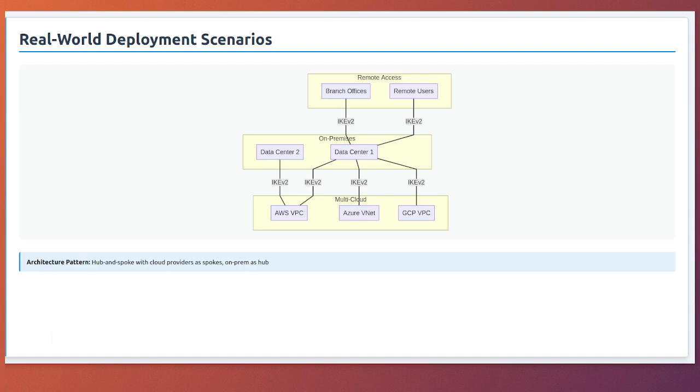Each scenario teaches valuable lessons. Document everything meticulously. Test failure scenarios regularly. Monitor performance continuously. And always have a rollback plan. IKEv2 is robust, but complex deployments require careful planning and ongoing management.